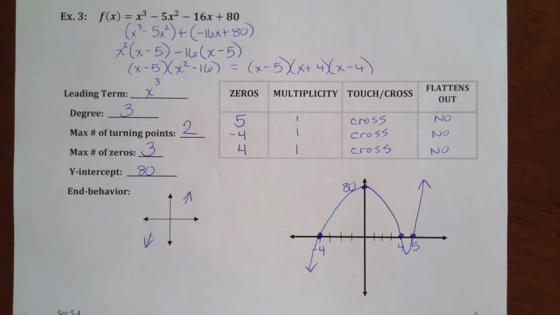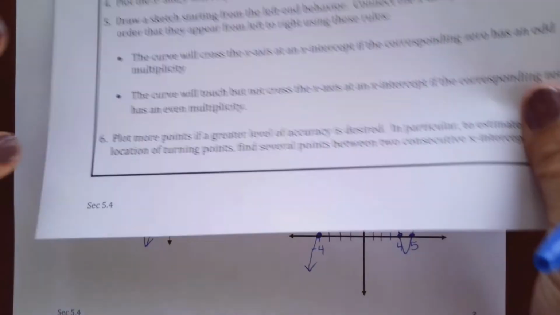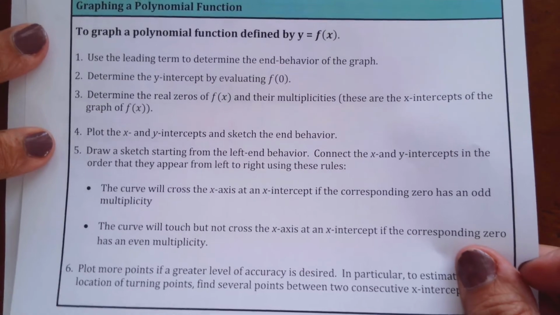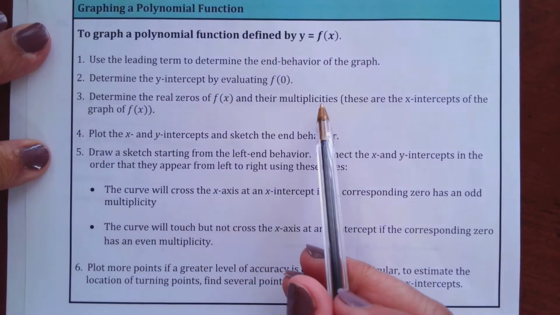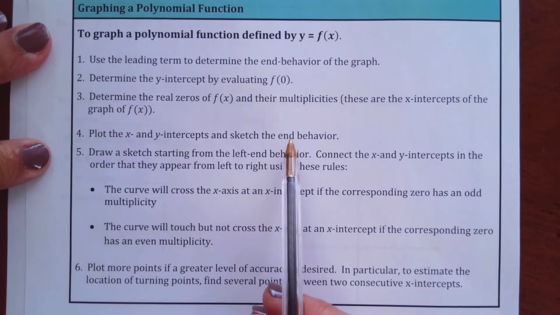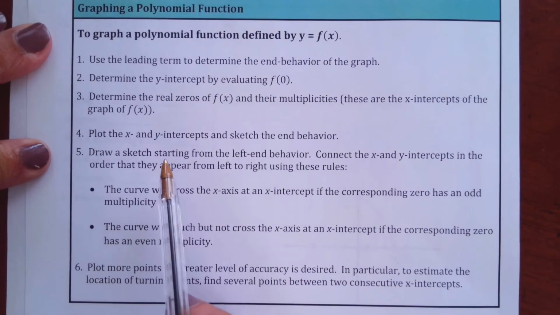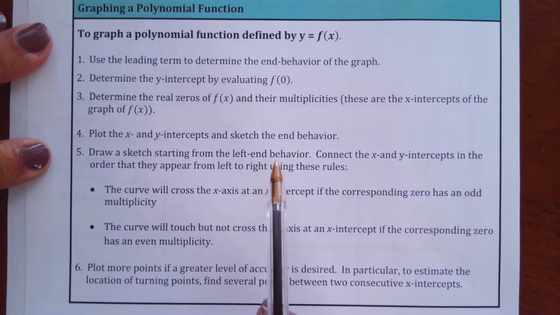All right. So when you go back to those steps on page 2, before we do the last one, this is everything we're doing. We did the end behavior, we found the y-intercept, we found the zeros and their multiplicities, we plotted everything, and then remember, it says draw the sketch starting from the left, right? The left end behavior. And then we connected and did everything.